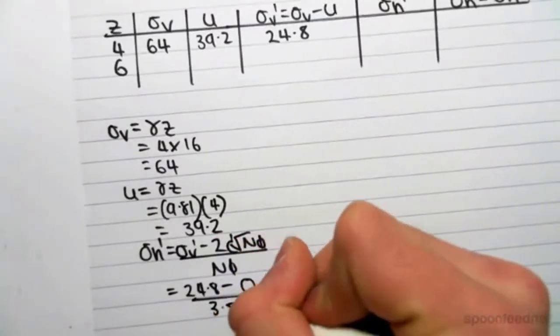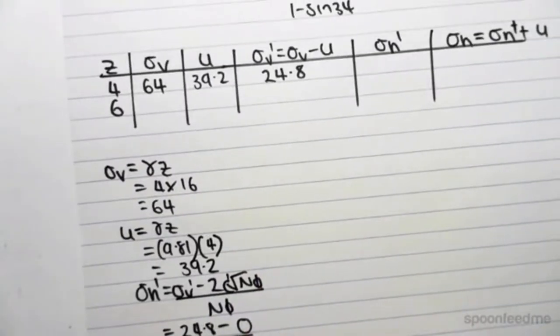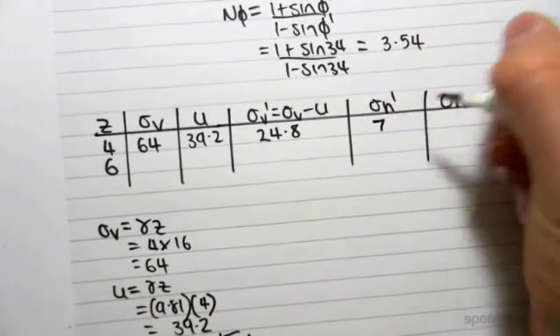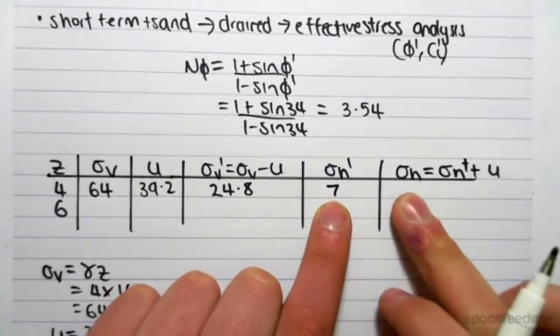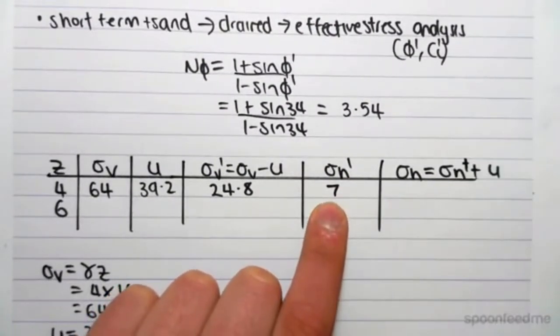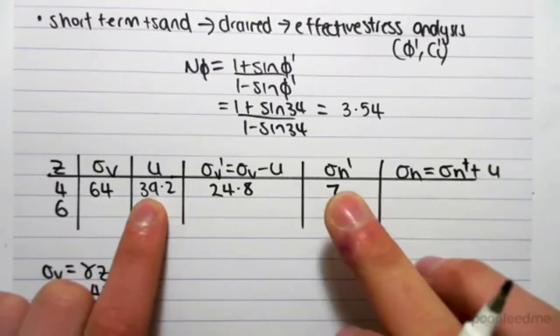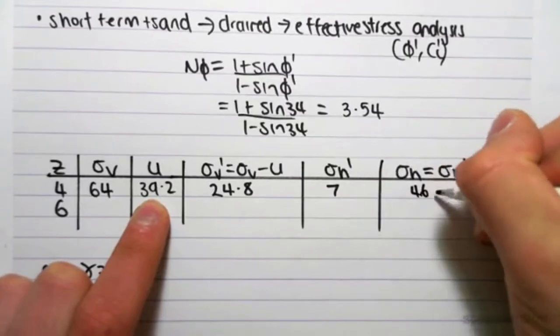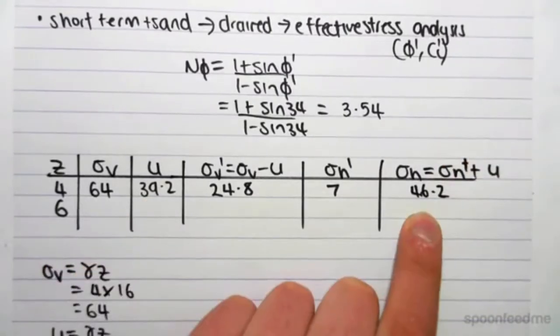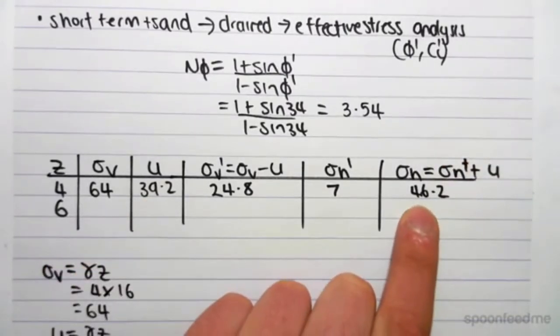On top of 3.54, we would get an answer of around 7. And then we can find the total stress, which would just be 7 plus the pore water pressure. So 7 plus 39.2, we would get 46.2. So there we have the total stress acting on our wall at 4 meters.